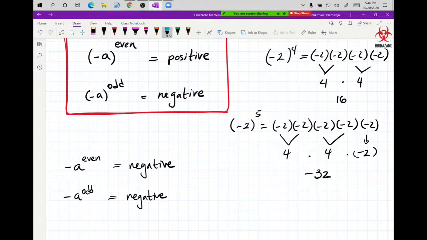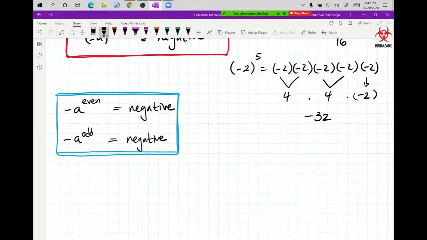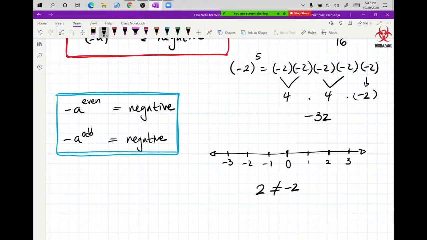Now we need to understand why these are different without parentheses. So first of all, let's agree that on the number line, with a 0, we have positive numbers on one side and the negative numbers on the other side. Because they're at different locations, we immediately understand that 2 is not the same as negative 2. They're two completely different values. One is right here, the other one is right there. One is positive, one is negative. So 2 and negative 2 are not the same.